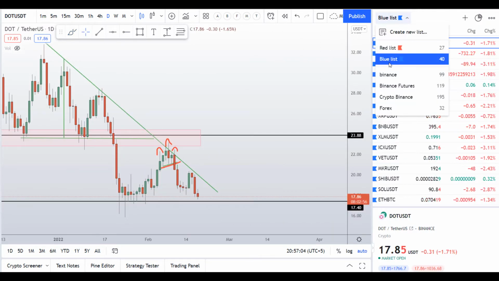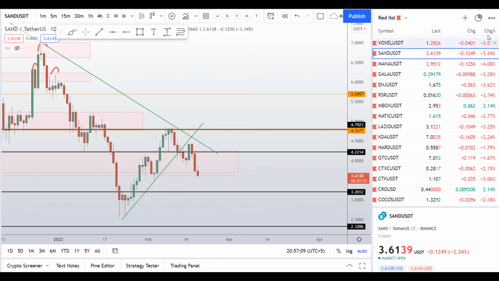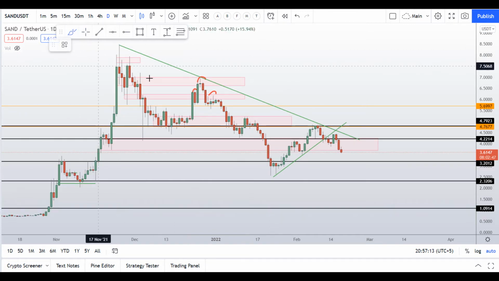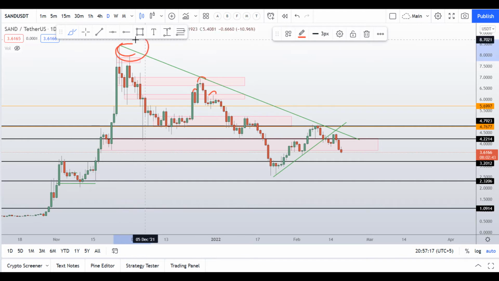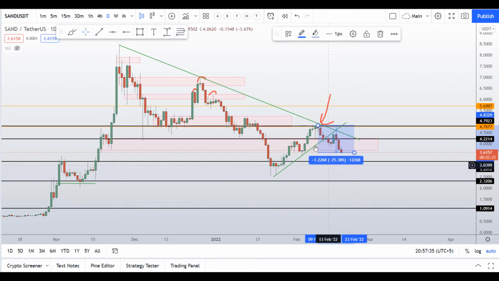So let's analyze some metaverse coins. Let's do the Sandbox here. As you guys know, I was watching this downward sloping trend line here, and you guys remember I told you that this could be the resistance area at around the $4.7 level, and you see a nice rejection here, a rejection of about 25% so far.